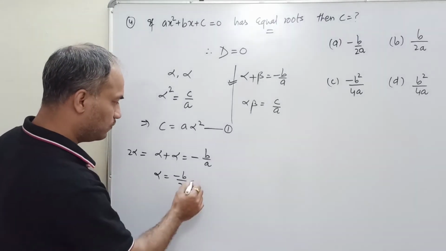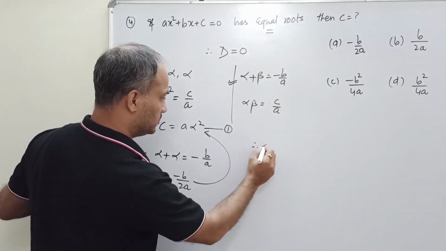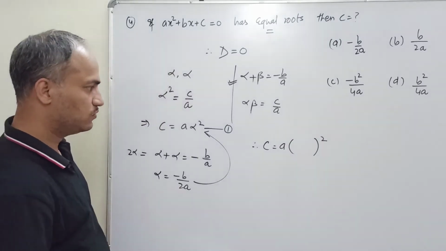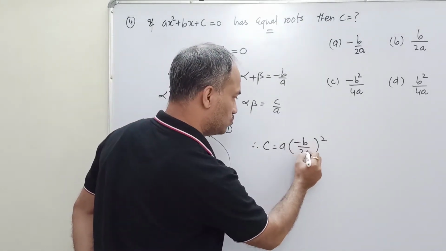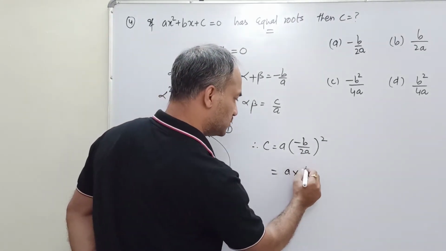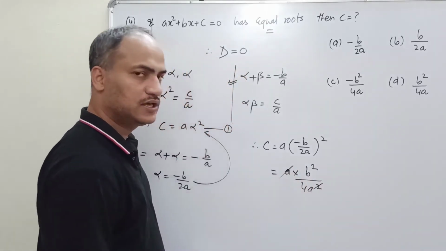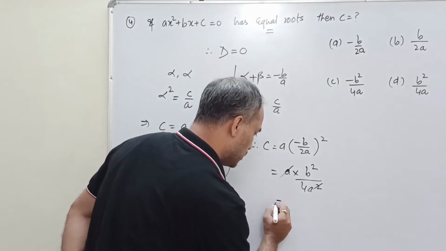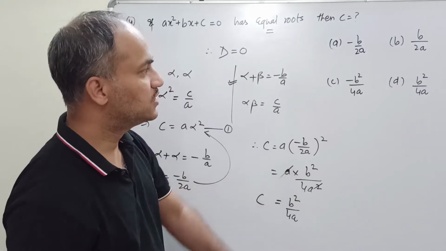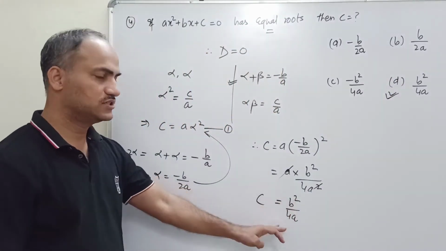Okay. So this value we are going to put here. Fine. Then we get c is equal to a into alpha square. What is alpha? This value. Minus b upon 2a whole square. Fine. So this becomes a into b square upon 4a square. A and a square cancel. So we get the answer c is equal to b square upon 4a. So is there any option? Yes, we have option D. Okay. So option D is correct.